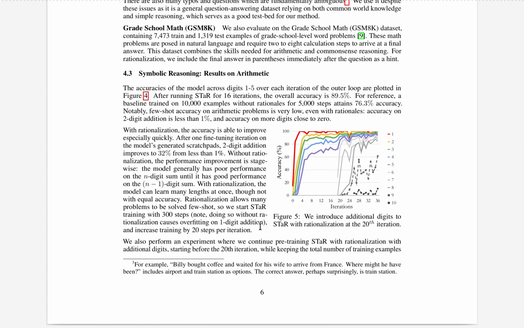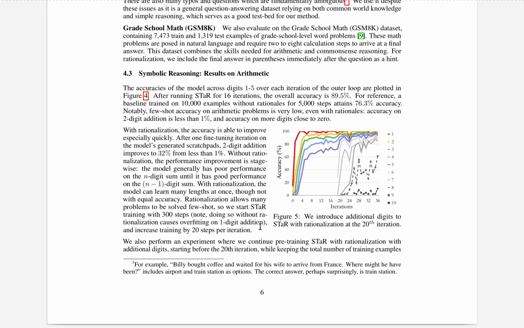4.3. Symbolic reasoning results on arithmetic. The accuracies of the model across digits 1 to 5 over each iteration of the outer loop are plotted in figure 4. After running STaR for 16 iterations, the overall accuracy is 89.5%. For reference, a baseline trained on 10,000 examples without rationale for 5,000 steps attains 76.3% accuracy. Notably, few-shot accuracy on arithmetic problems is very low. With rationales, accuracy on 2-digit addition is less than 1%, and accuracy on more digits is close to 0.